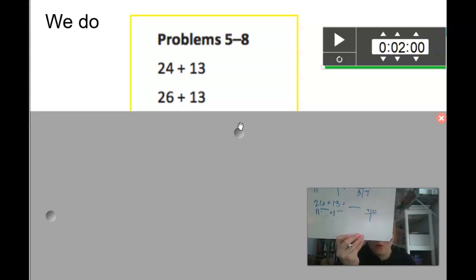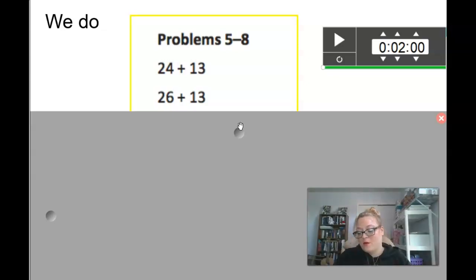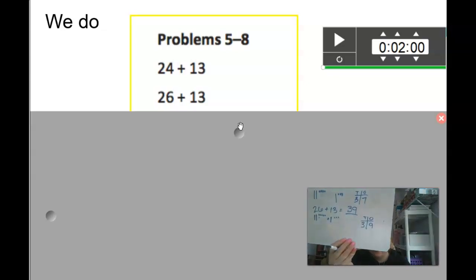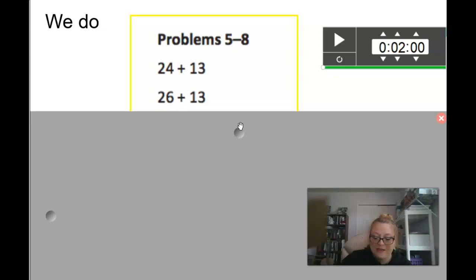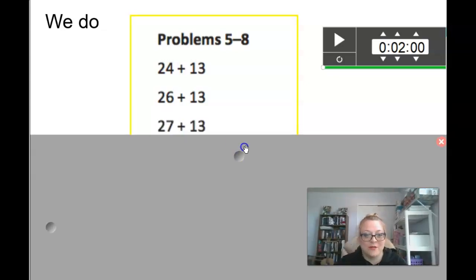Put that number in your 1s column. Go ahead and count your 10s. Put that number in your 10s column. And now let's check. Did you get 39?